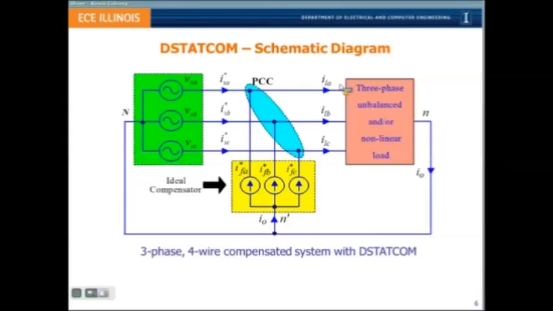So this is a 4-wire system, because we take the neutral wire out and connect it to the compensator, and this also goes to the source.